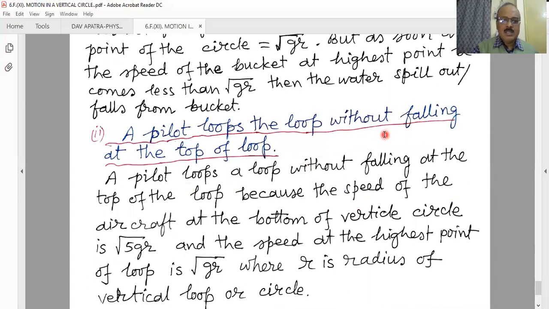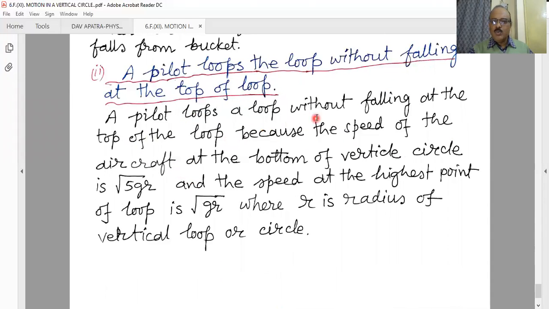Another similar example: a pilot loops the loop without falling at the top of the loop because the speed of the aircraft at the bottom of the vertical circle is root over 5gr or more than root over 5gr, and the speed at the highest point of the loop is root over gr or greater than root over gr, where r is the radius of the vertical loop or circle, and at that time it can complete the vertical circle.